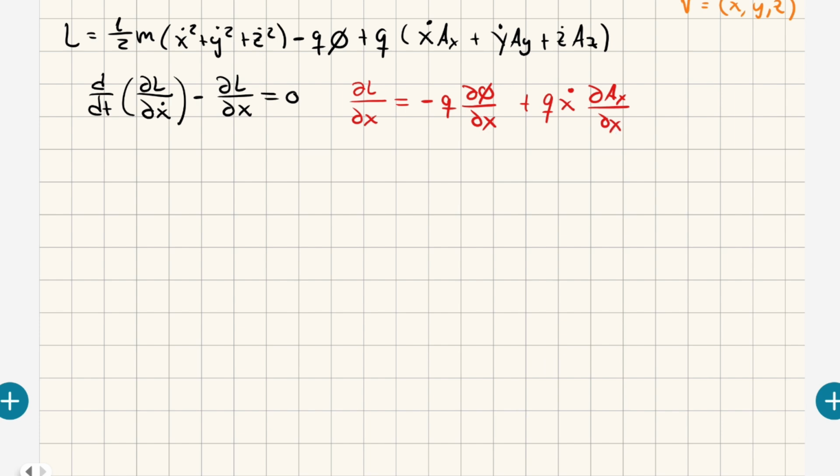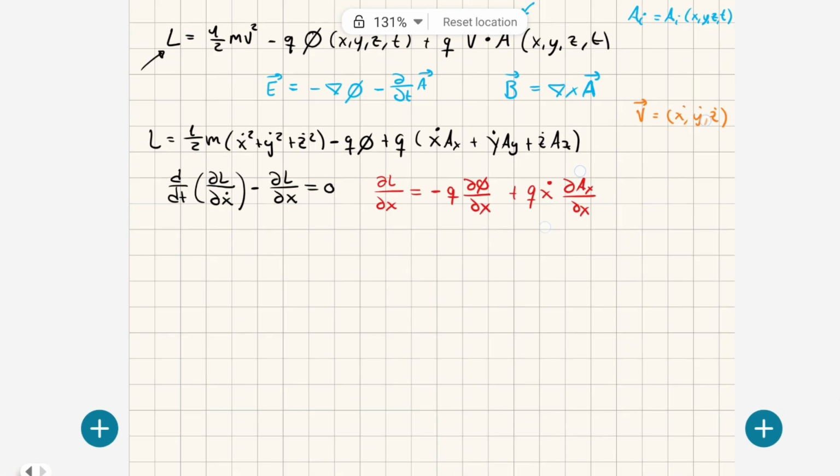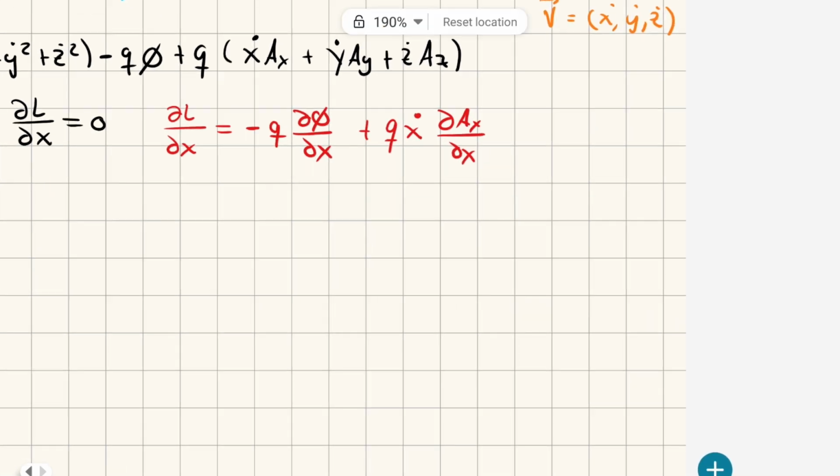So you should also remember that this vector potential depends on x, y, z, and t. So that means that all the components of the vector potential depend on those coordinates too. Perfect. So that is why we are taking the derivative with respect to x of the vector potential at the component x. So then we should take the derivative, but now for these two other components.